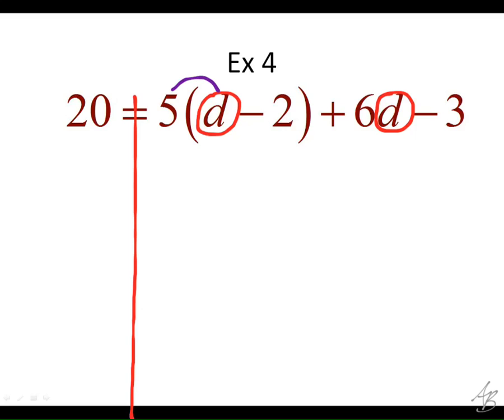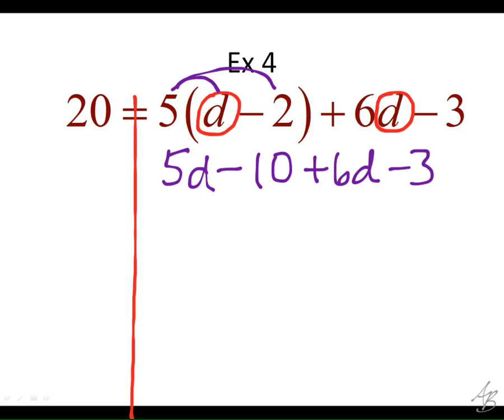So I'm going to do 5 times d, which is what, Trevon? 5d, and then I'm going to do 5 times negative 2. What's 5 times 2? 10, negative 10. So that's going to be a negative 10. Okay, good. And then since everything else is outside of the parentheses, I'm just going to drop that all down, right? So I'm going to have my plus 6d and my minus 3 there. And then on the left side, I've got my 20. And then don't forget your equal sign. So we distributed both sides.